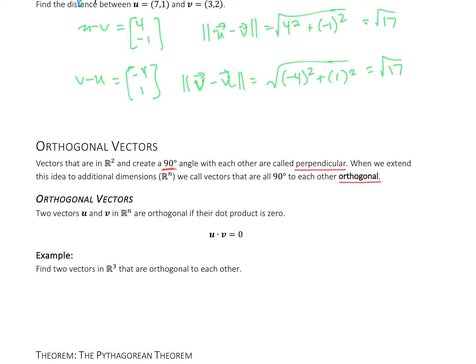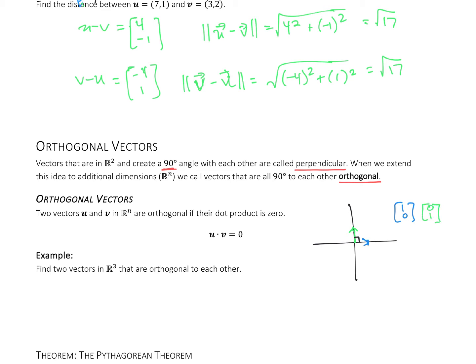So let's think about this, right? Two vectors that we know are orthogonal are the unit vectors that make up our xy axis. So this vector here and this vector here, we know that the x and y axis is always going to be perpendicular to each other. This is the vector 1, 0, and the green one is the vector 0, 1.